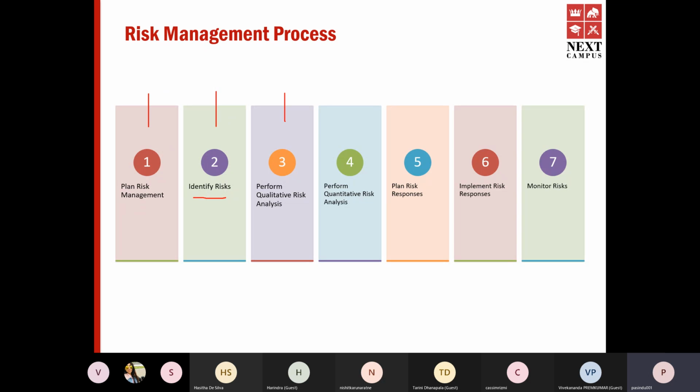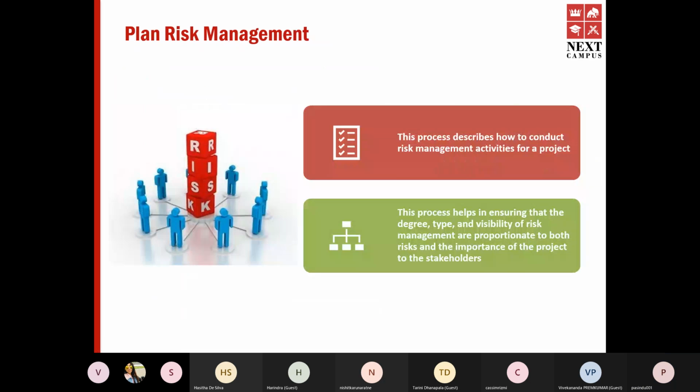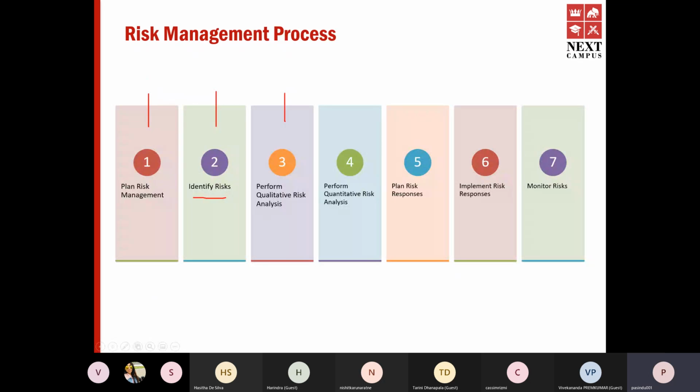Quantitative risk analysis is to stack rank your risks with regard to risk exposure. So what is risk exposure? We discussed earlier, risk exposure is impact times probability.